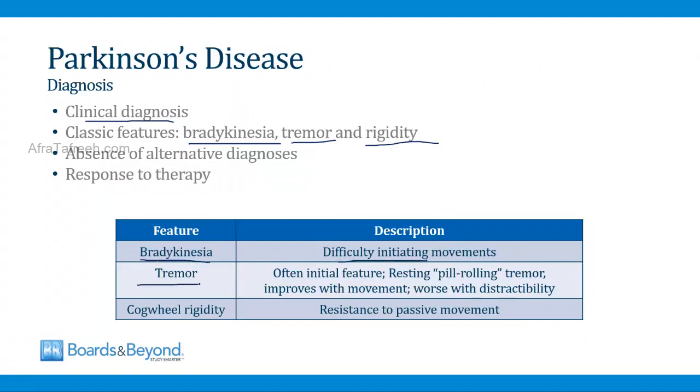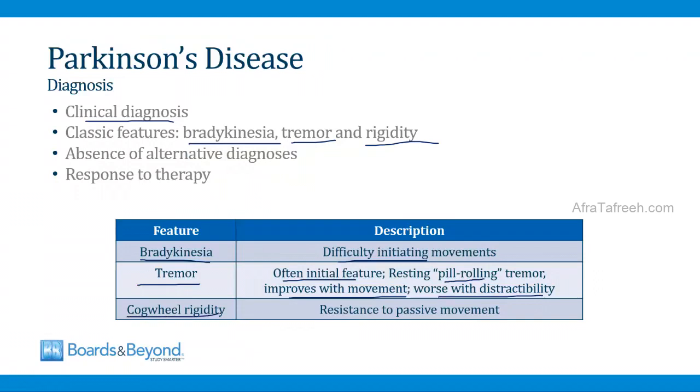The tremor of Parkinson's disease is often the initial feature that brings the patient to medical attention. It's a tremor that is present at rest, and it's described as a pill rolling tremor because the patient looks like he or she is rolling a pill in between their fingers. It improves with movement, and it gets worse if you distract the patient, and this is in contrast to some other types of tremor which get better when you distract the patient.